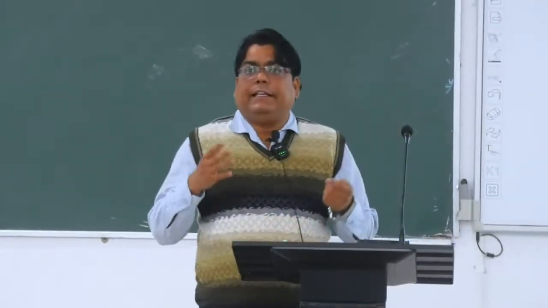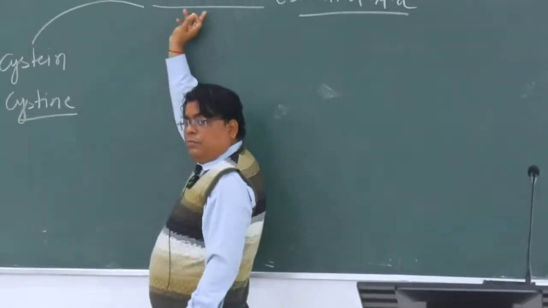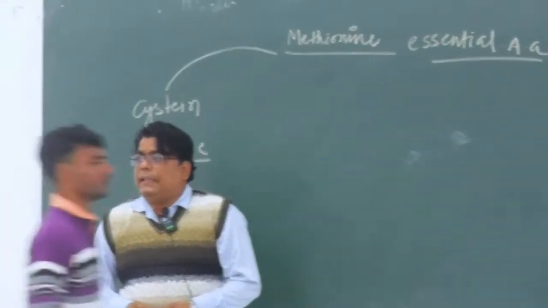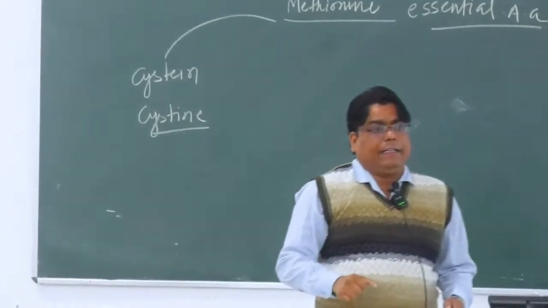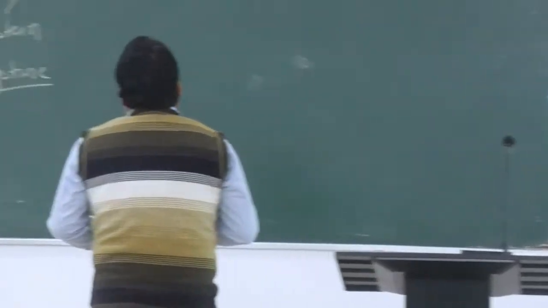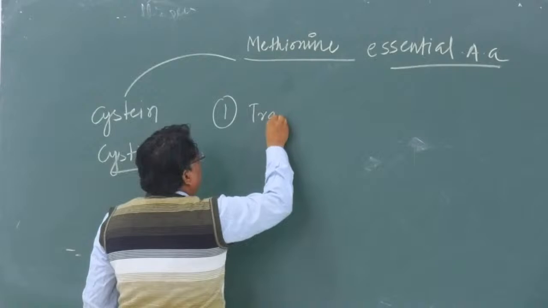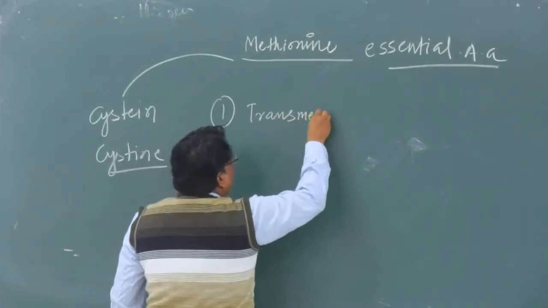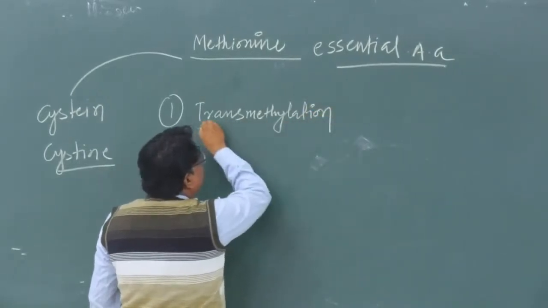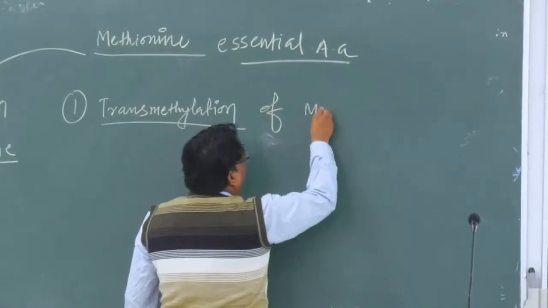This is one of the most glucogenic amino acids. We discuss this metabolism majorly under three main headings. The first one is transmethylation of methionine.